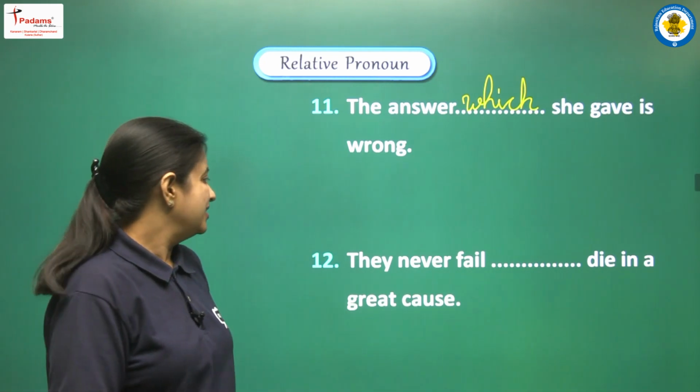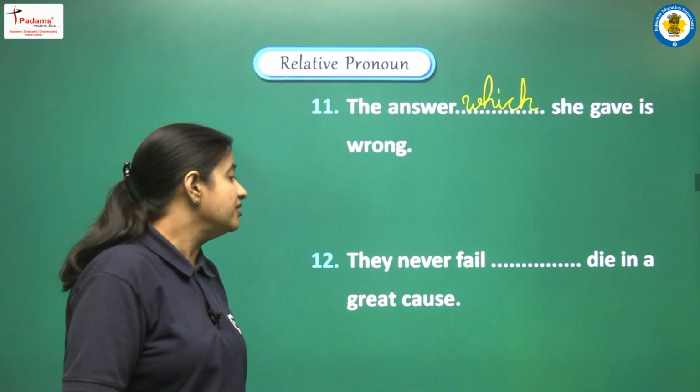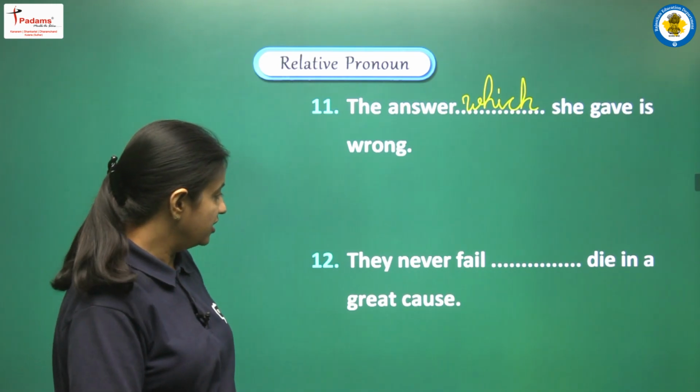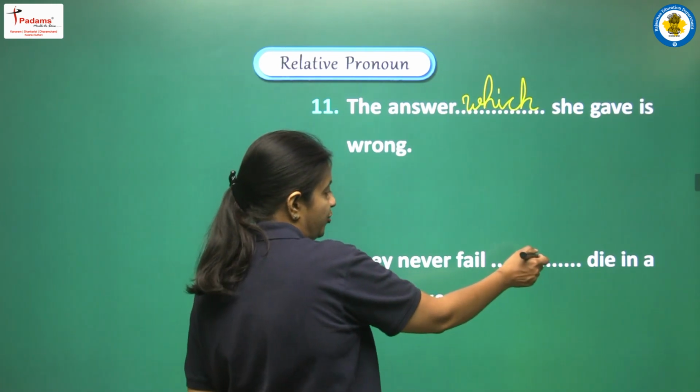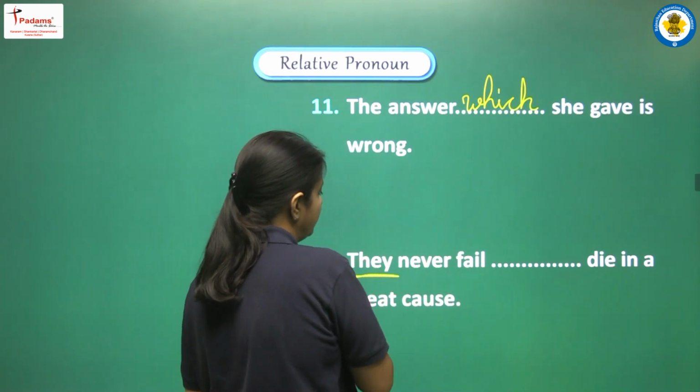Okay. Next sentence, they never fail, die in a great cause. So here we have to write a relative pronoun after fail, and fail is the action that is associated with they.